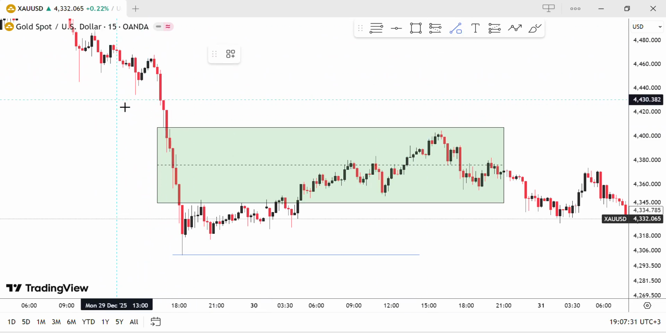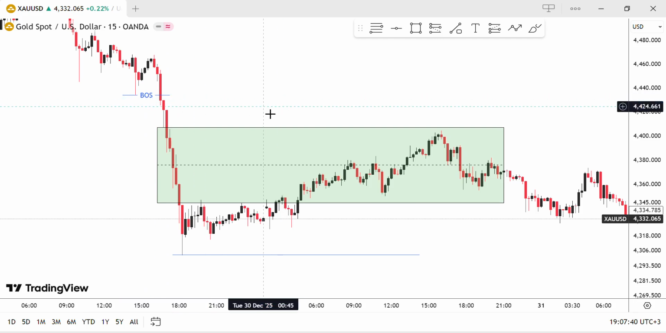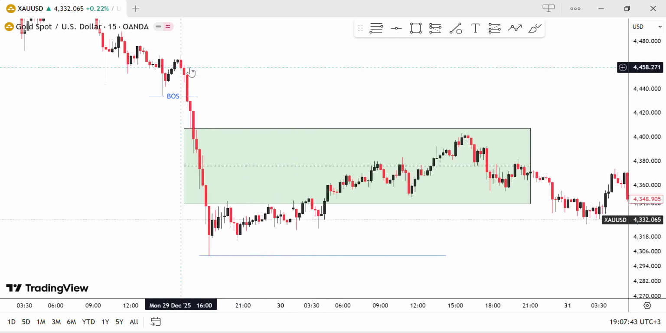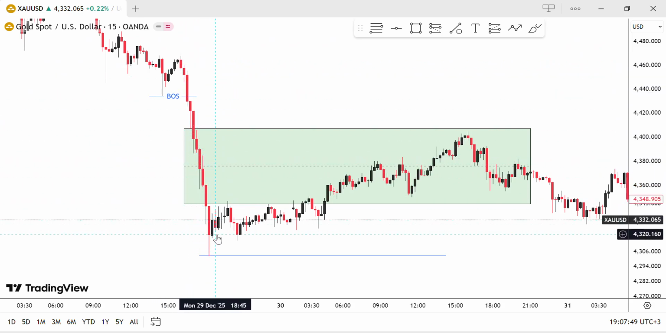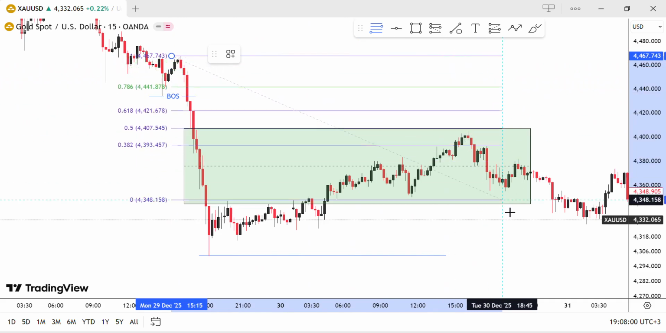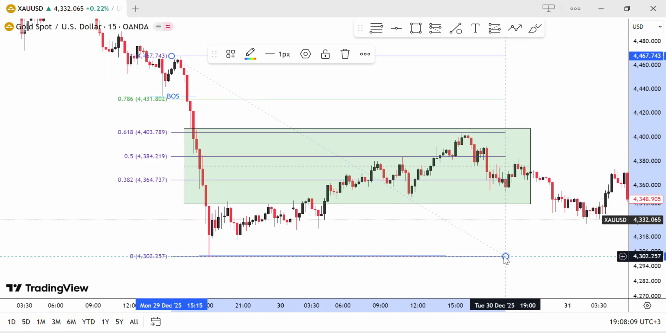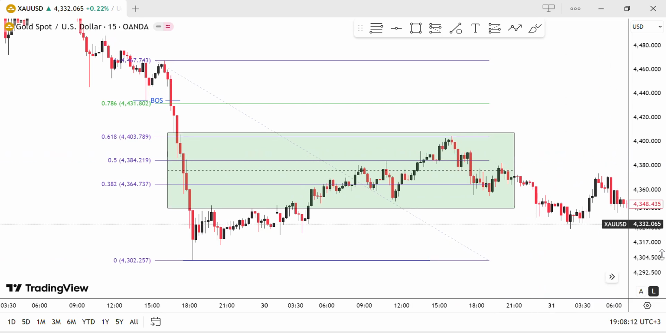The break of structure happened here. This one is the break of structure. After the break of structure, now we know we are looking at this movement here. For that, you have to take your Fibonacci, and then we measure this from here to here. I think it's somewhere there. Yeah, there. So that is the Fib.